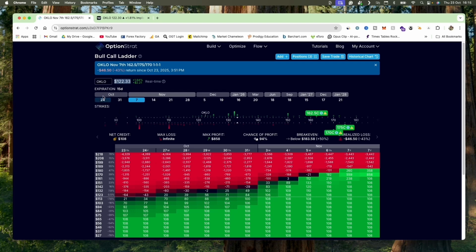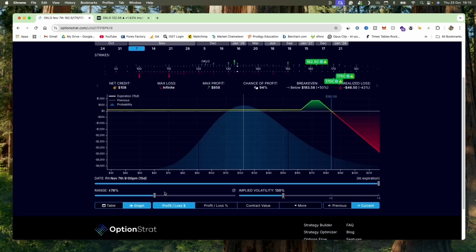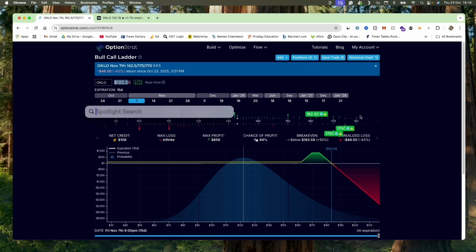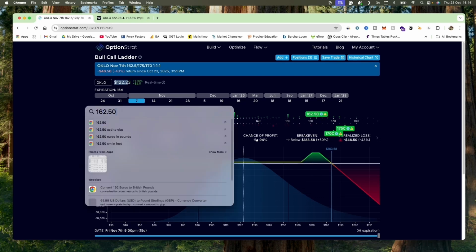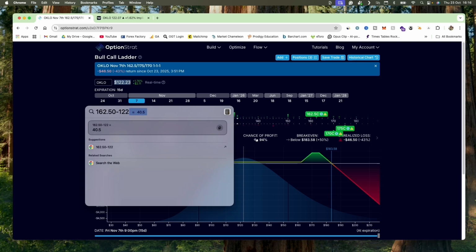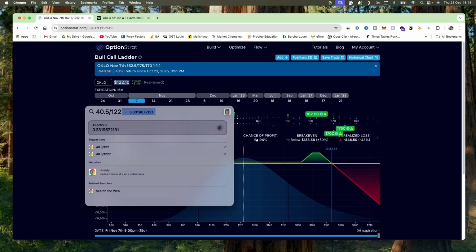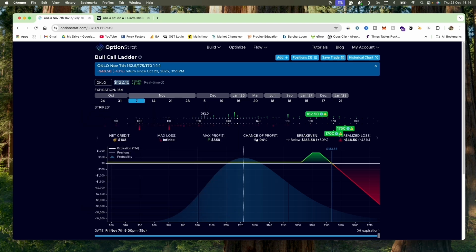And where is that 122 in relation to my cap area, the hook, or the hat, or whatever people have called these in the past, until it gets into the trap. So I've still got a long way to go till it gets there. If we work this out, 122, and then the start of my cap is at 162.50. 162.50 minus 122 is 40.50, divided by the current price. Oklo has to go up 33% first for me to start making more money.